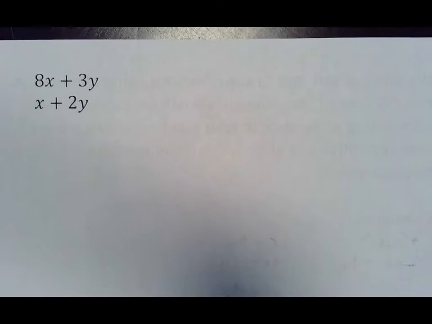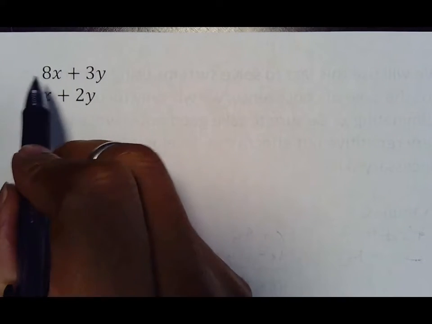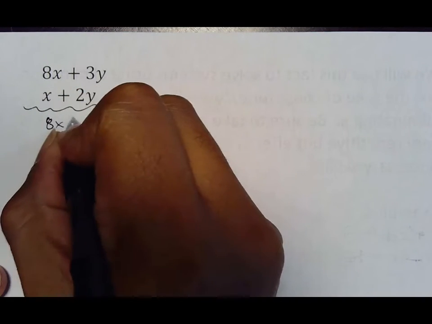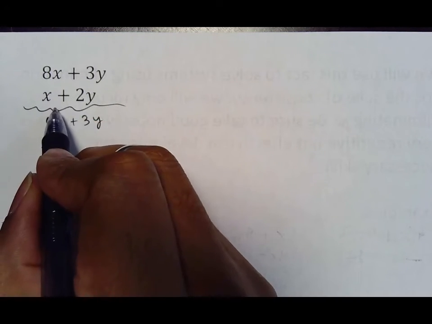On this one, again, 8x plus 3y, x plus 2y, we need our x's to match. Notice that has an 8, this does not. So what we are going to do is multiply the bottom one by 8. The top one's fine, it already has an 8, so we need to multiply this by 8.